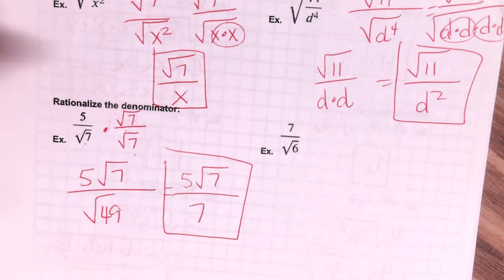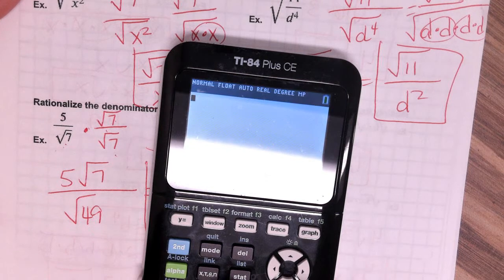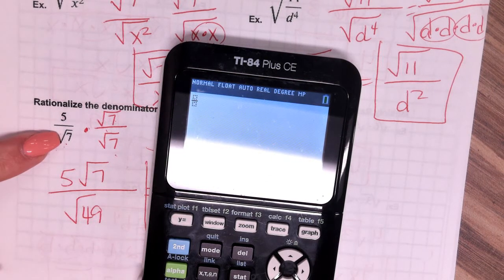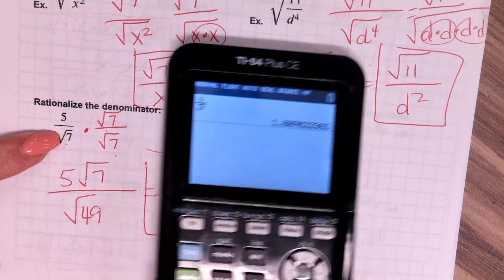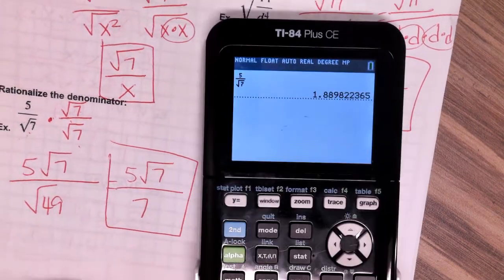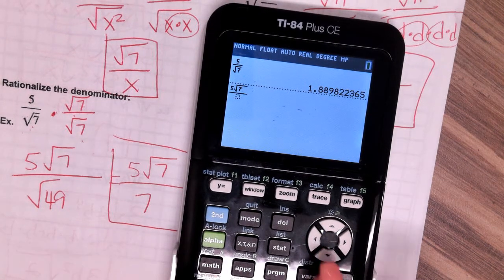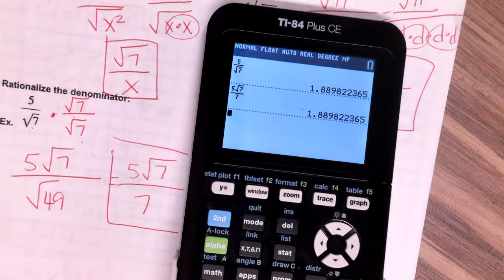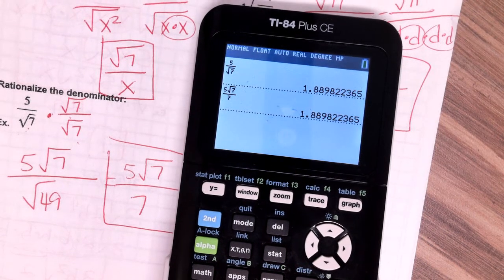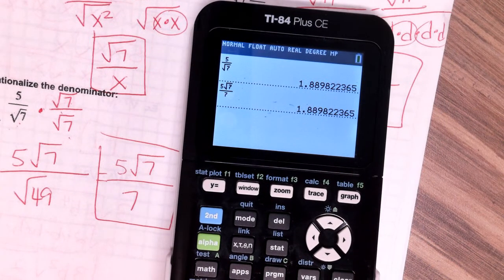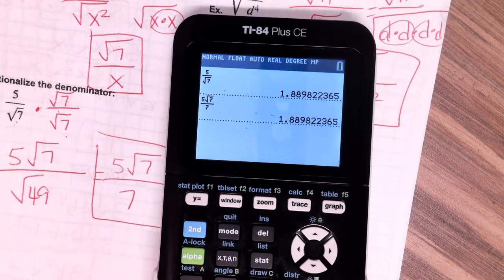Yeah. Could you check to see if they have the same value? Yeah, look, I'll show y'all. If I go to my calculator and I put in 5 over the square root of 7, there's my answer. Let's try this one. 5 times the square root of 7 over 7. Did they have the same value? Yeah. So I did not change any values. All I did was put it in its simplest form.